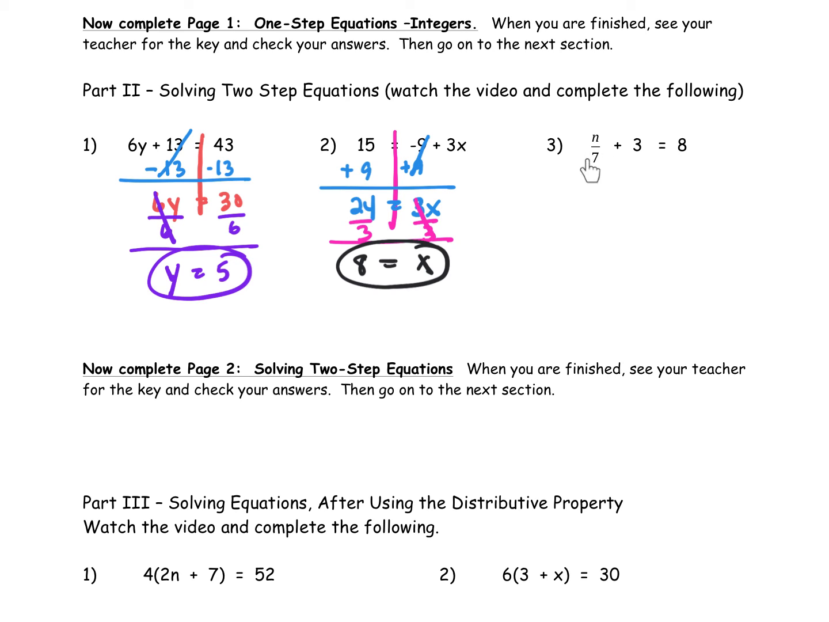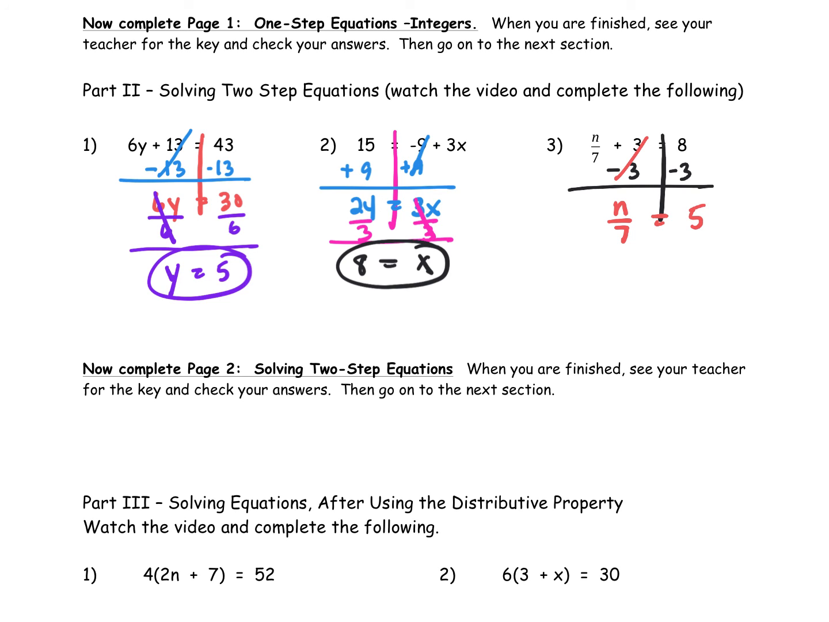Our next equation, it sometimes is a little bit uncomfortable, but this means n divided by 7. 7 is the coefficient, and plus 3. Our constant, which is where we start, is the 3. So we're going to build our wall. The opposite of adding 3 would be subtracting 3. And when we eliminate the 3's, we have n divided by 7 on one side, and on the other side, we have 5.